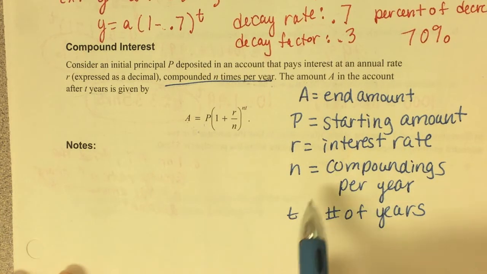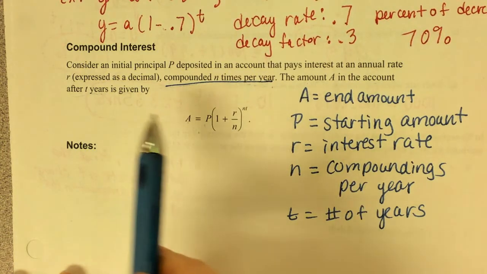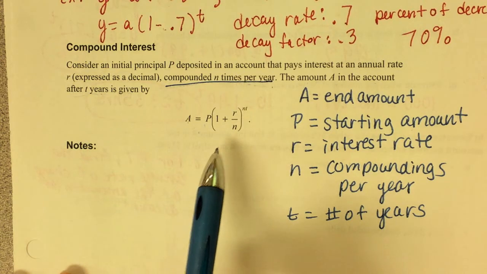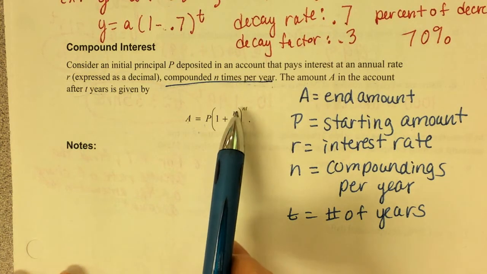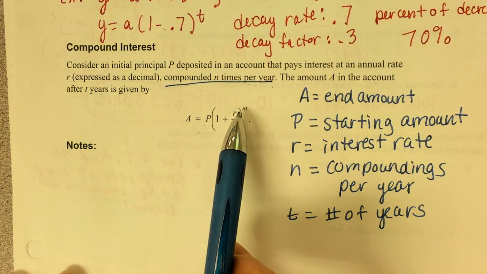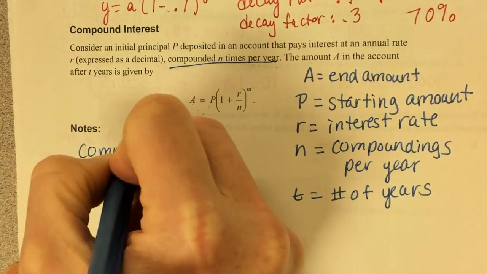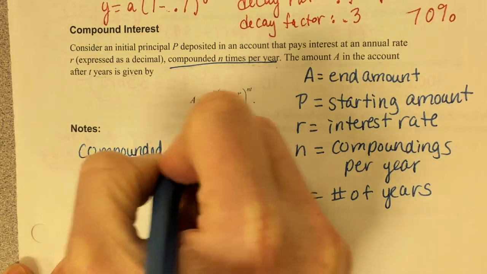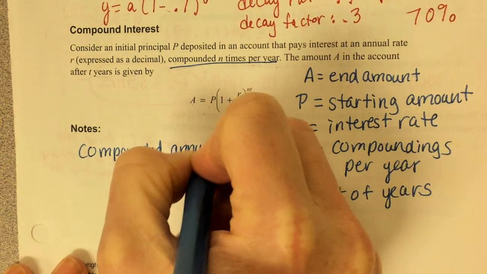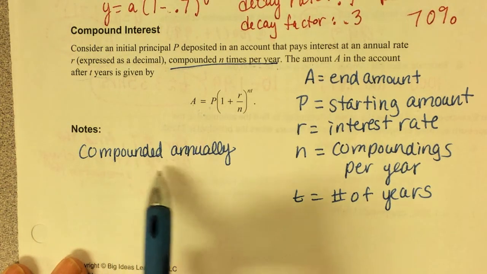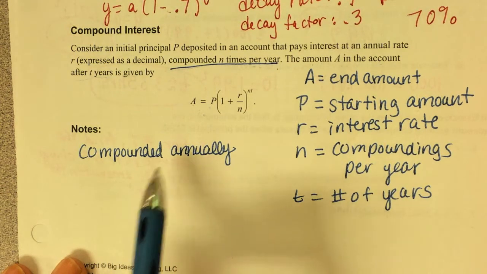Now, if it's only going to get compounded once per year, can you see how this formula would be a lot easier to use? Because what's going to happen here is we're just going to have a 1, and we're just going to have a 1 here. So let's just say that we have something that's compounded annually, is what that would be called. That means the interest is only going to be compounded once per year.